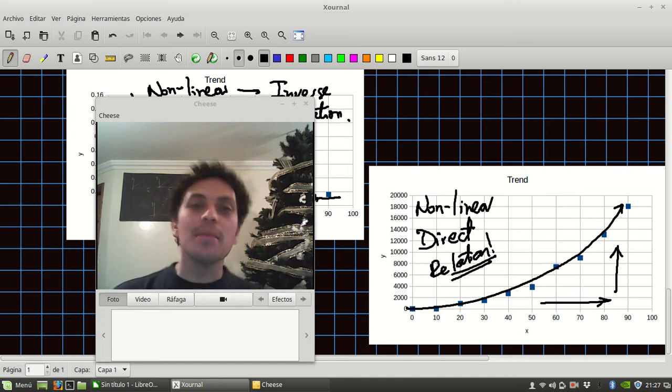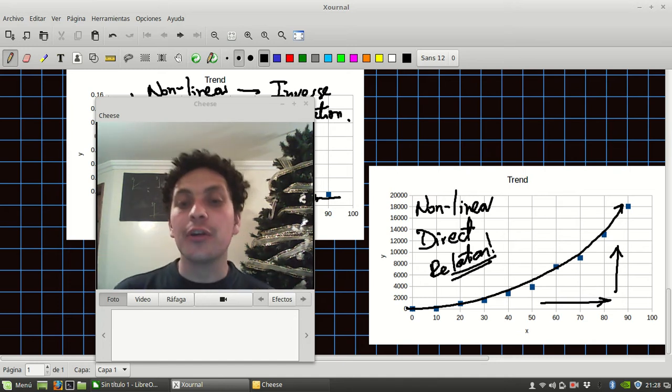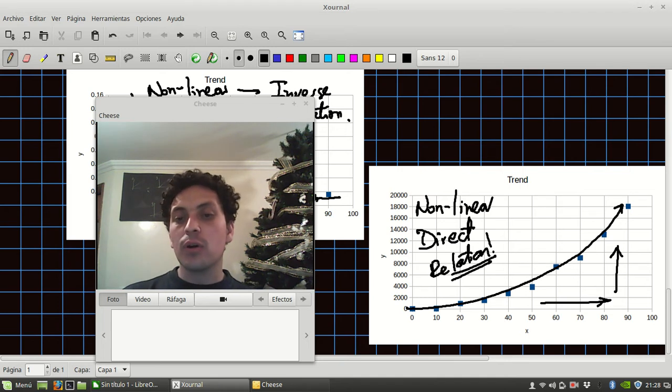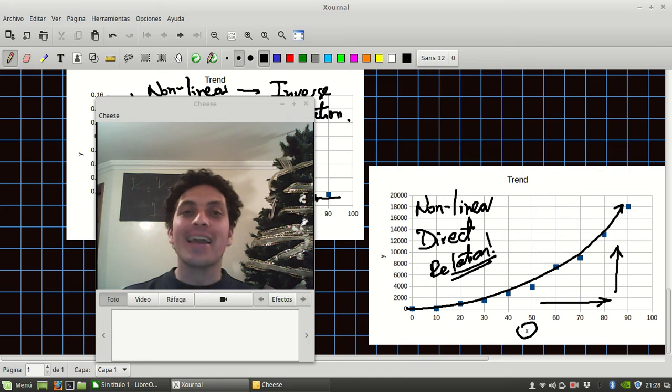Obviously, there are many methods in which you can determine what is the type of function here. For example, here you can see that the trend is kind of a quadratic function, so we can graph x squared and y, and if it's a line, we will have a quadratic function. Okay, these are some ways to linearize the trends, but in this case, we're just checking the trends, and it's non-linear, there's no linear function, and it's direct.